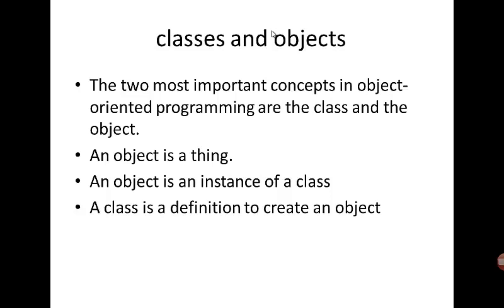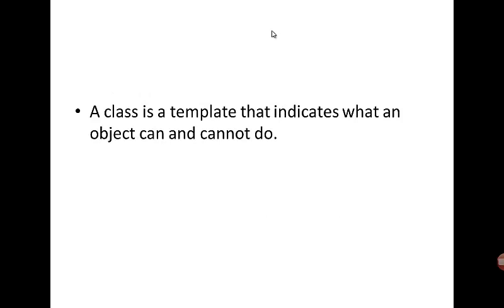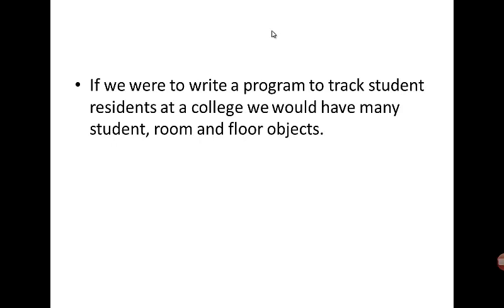Okay, so what is a class? A class is a definition to create an object. And I know that kind of sounds like I'm just running around, but we'll get into that. So a class is a template that indicates what an object can or cannot do, what it's composed of. So if we were to write a program to track student residence at a college, we would have many objects. We would have a student object, a room object, and a floor object. So all of these would be objects within the program.